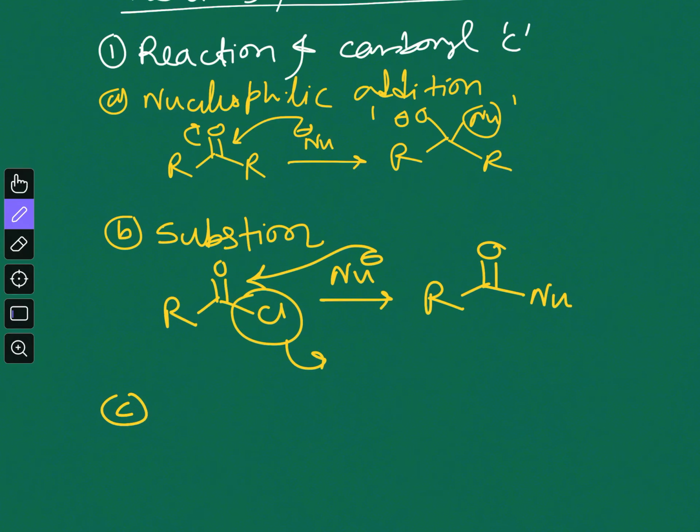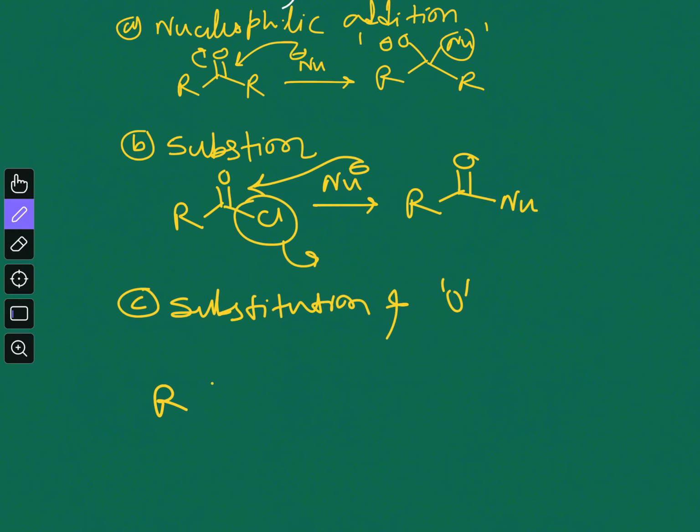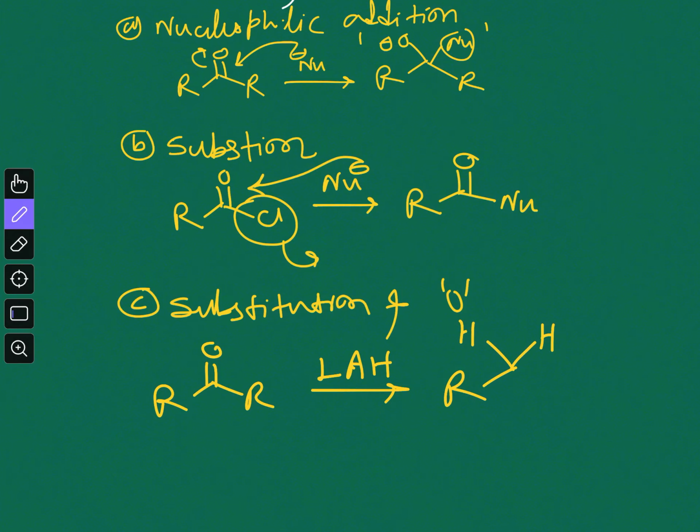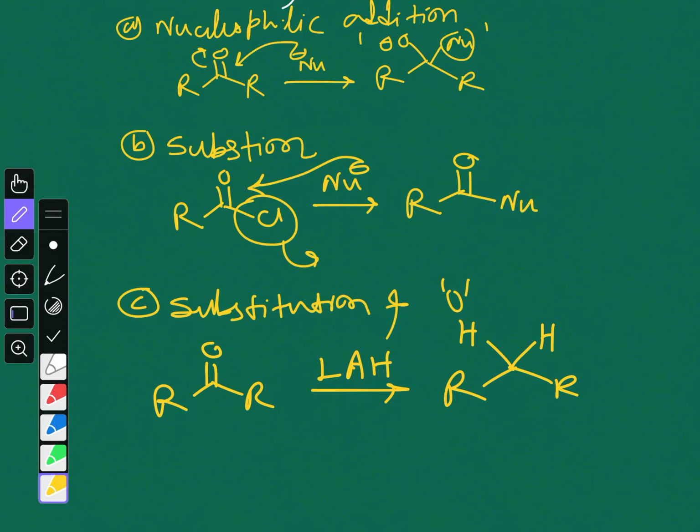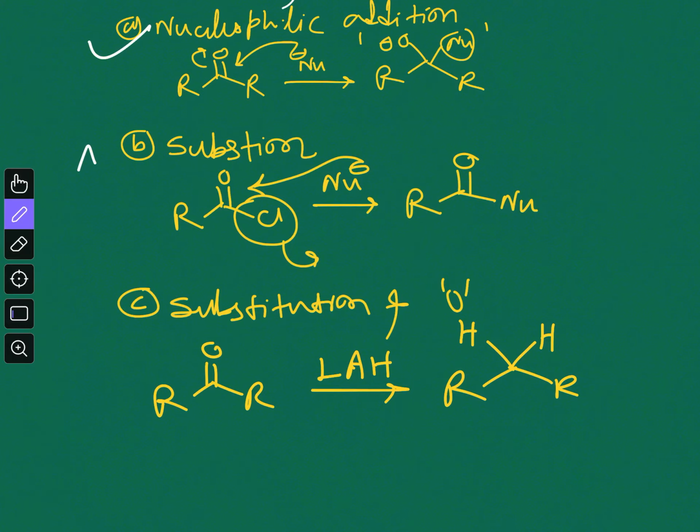And the third reaction is the substitution of oxygen, the carbonyl oxygen atom, and that is when you have reactions like reduction reaction. Let's say you reduce it with lithium aluminum hydride, so basically you will put 2 hydrogen atoms in place of this oxygen. So this is the reduction reaction and it involves the substitution of carbonyl oxygen. So these are the 3 important classes of reactions which involve the carbonyl carbon atom.